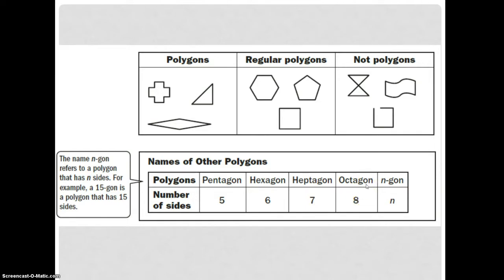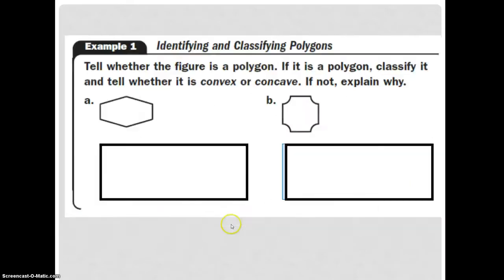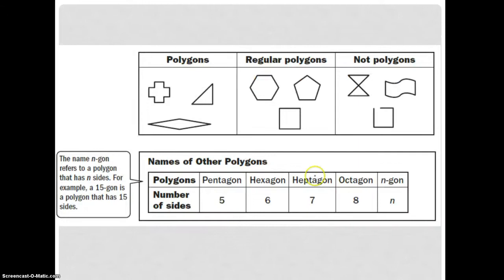the name of a certain shape, for example a 10-sided shape, you could just say n-gon. In this case, if it's 10 sides, you would say it's a 10-gon. So you could just use the number of sides and put gon at the end. The name n-gon refers to a polygon that has n sides, so a 15-gon has 15 sides.